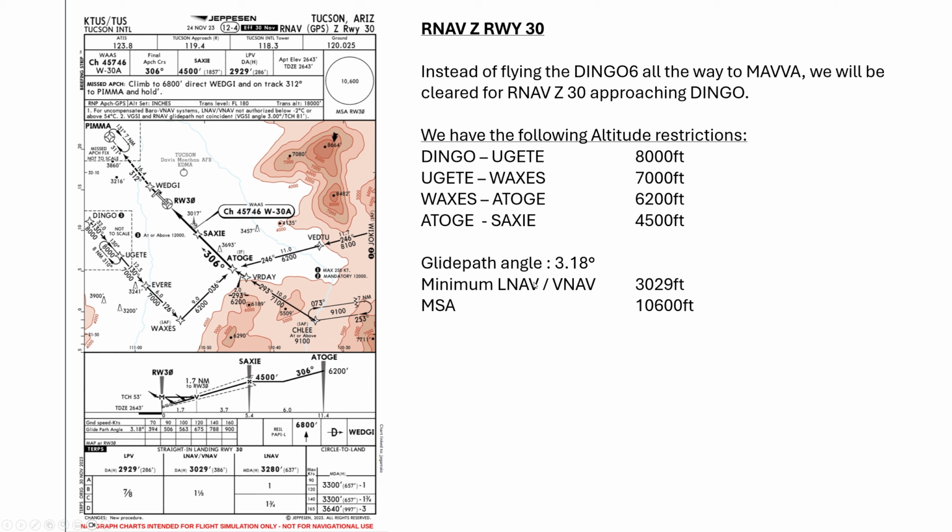So MSA quite high, and finally, in case we go missed, very straightforward. We go straight ahead, climb to 6,800 feet to VEGGIE waypoint, so we make sure we have LNAV engaged, and then we continue to PMA 6,000, where we can join the hold. So not a big deal.